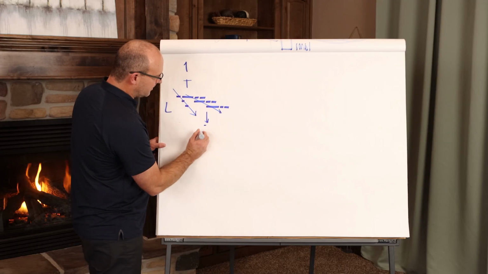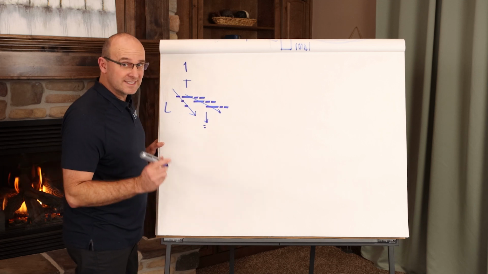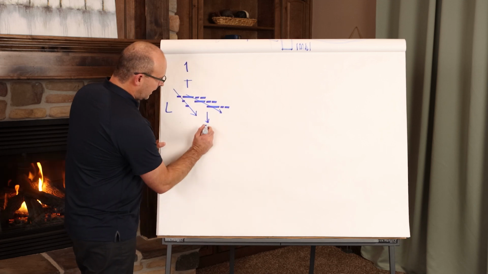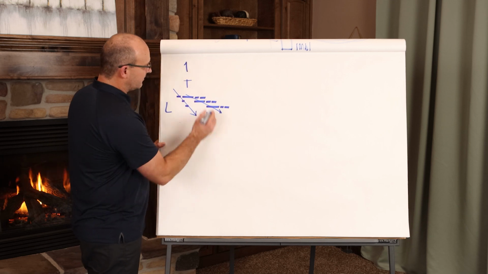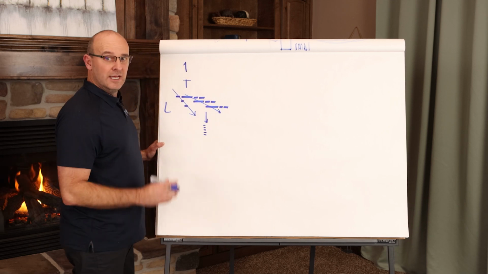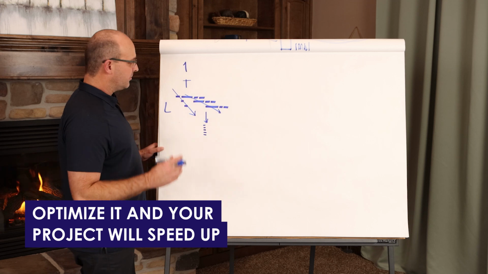You can split the crew up. You can early on prepare for a second trained and onboarded crew. You can prefabricate. You can design to it differently. You can do a number of things to get rid of this trade bottleneck. But the key is optimize it and your project will speed up.